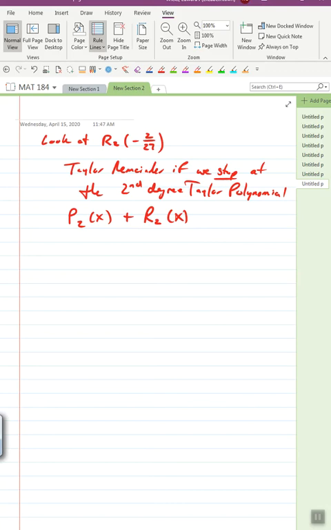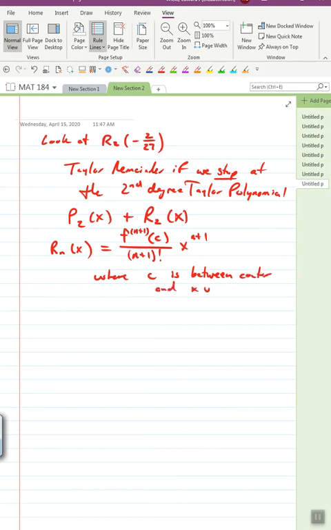Now, what did we come up with yesterday? We said that when you want to look at that Taylor remainder, it's the n plus first derivative of the function at some number c over n plus 1 factorial times x to the n plus 1, where, and this is the important part, c is between your center and your x value. In this case, the x value is negative 2/27, and the center is 0.